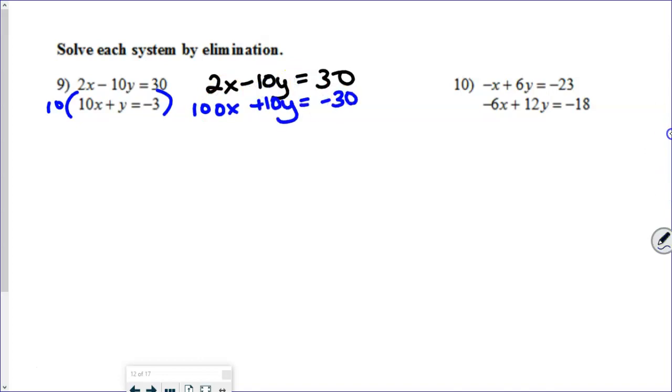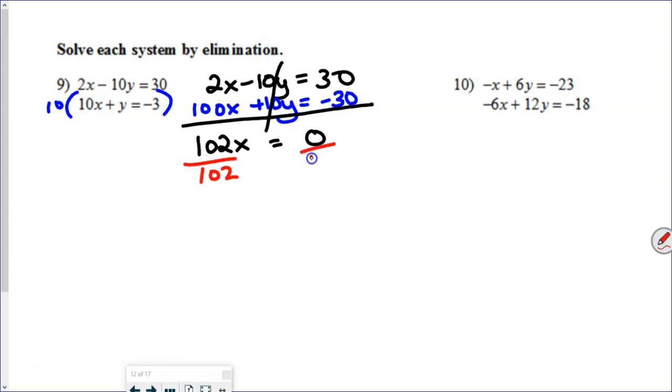This isn't bad, but something weird does happen. Kids freak out here. You get 102x, and these are canceling each other, but it equals 0. And anytime you divide 0 by anything, you're going to get 0. So right here, you found out that x equals 0, which is totally part of your ordered pair. I'll write that up here. And now we have to go back to our favorite equation and figure out y. I'm going to go back to the top equation.